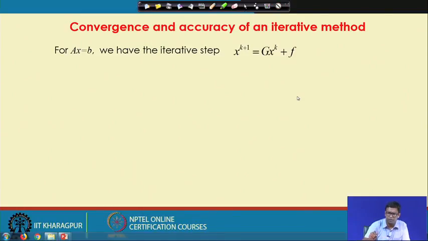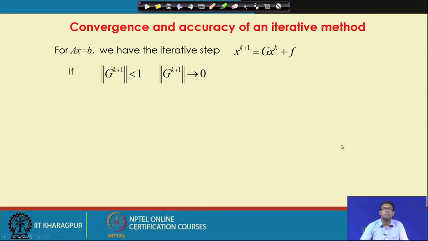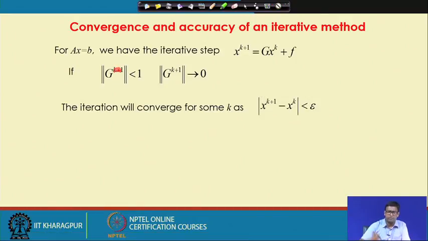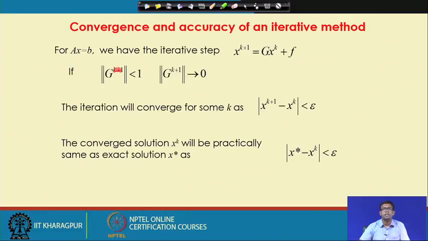For A x equal to B, we will look into the convergence and accuracy of the iterative method. We have the iterative step x k plus 1 equal to G x k plus f. If the matrix norm of G is less than 1, then G to the power k plus 1, which is basically multiplying the matrix several times, goes to 0. And once this happens, the iterations converge for some k for which the difference between guess and updated value is very small. Also, the converged solution x k becomes practically the same as the exact solution x star, because these two differences are small.